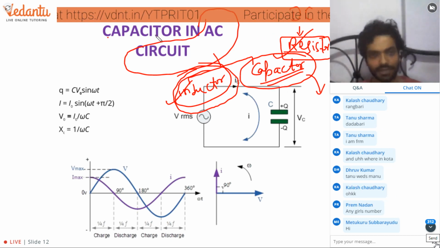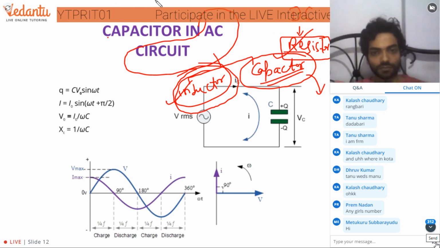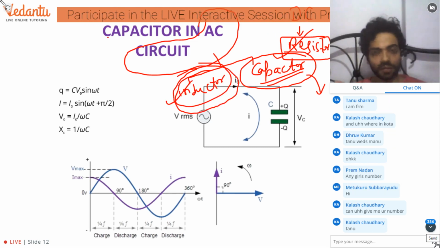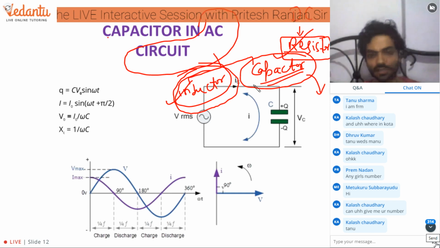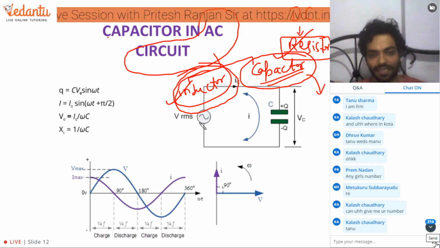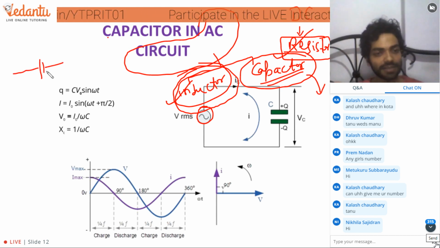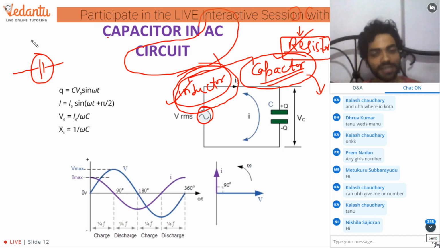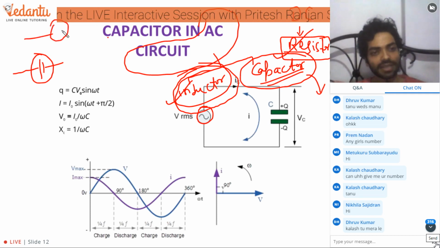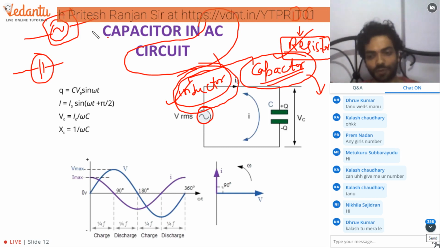You could see here the circuit that is represented by the AC source. So guys, you would have represented the DC source using a battery, with a symbol like this, but you will represent the AC source with the symbol which I am showing here. This is the representation for AC source.